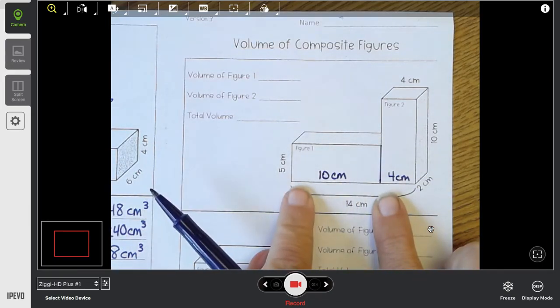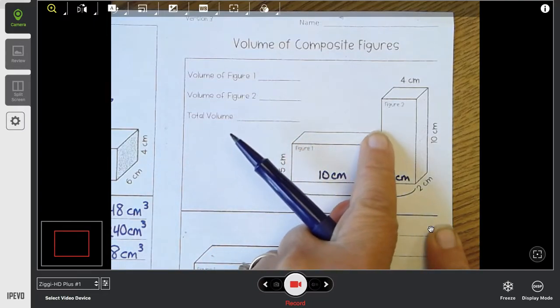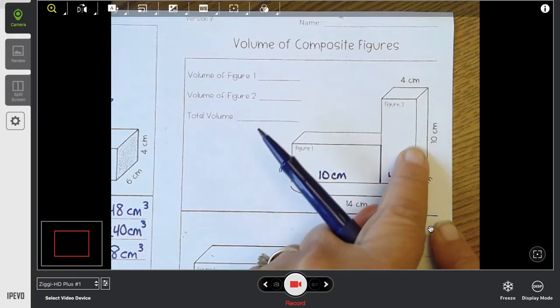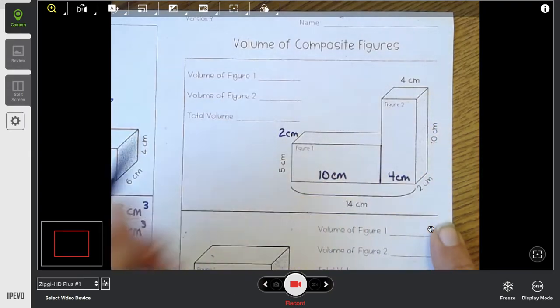There's my length. I have my height. I just need the width. So let's look around the prism until we can find the width. Right there, 2 centimeters is the width for our prism.